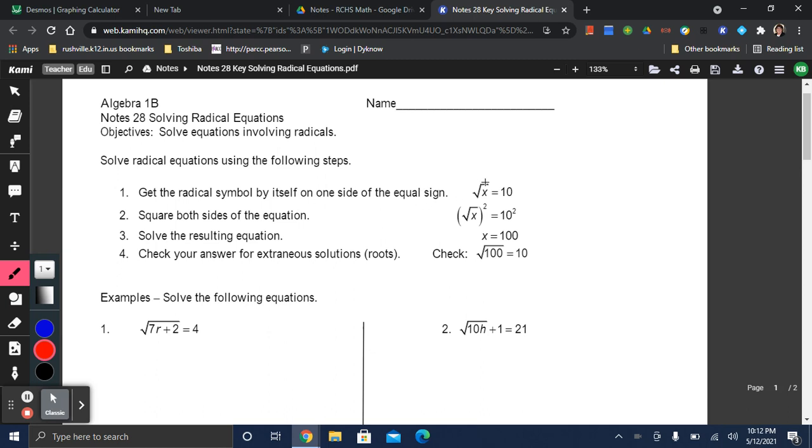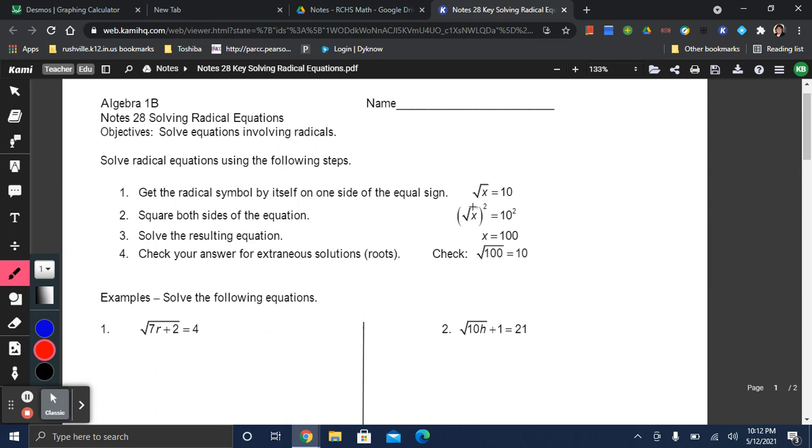The first step is that you want the square root to be the only expression on one side of the equal sign, like we have here. So the square root of x equals some other expression, in this case 10. To remove the square root, we're going to raise each side to the second power. So I put the square root inside of parentheses, raise it to the second power, and do that to each side of the equation.